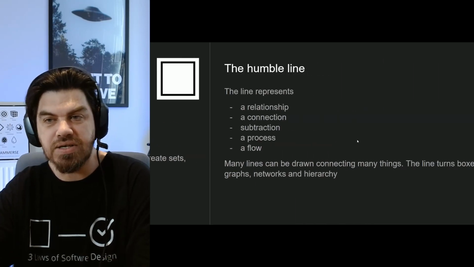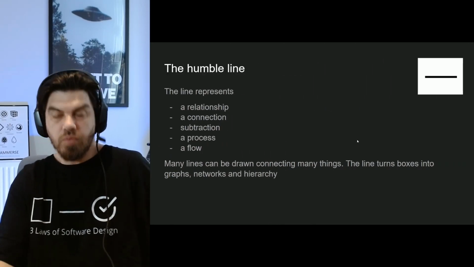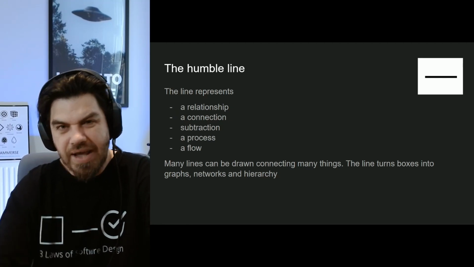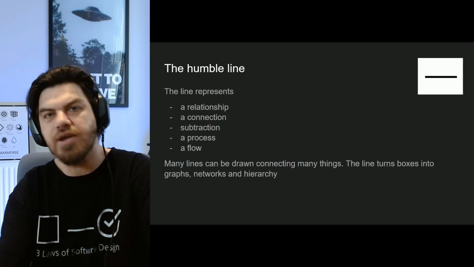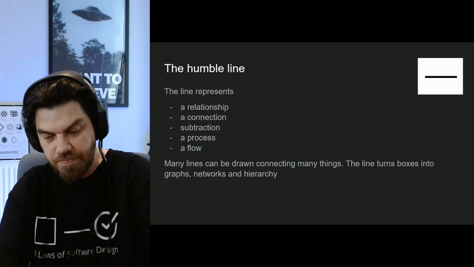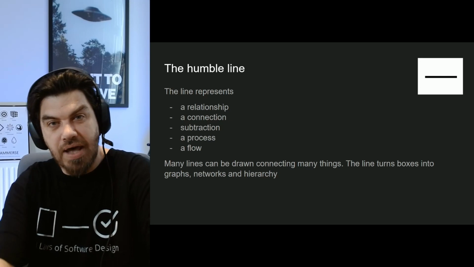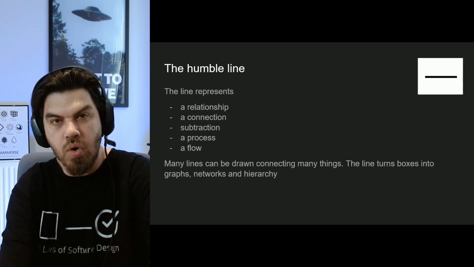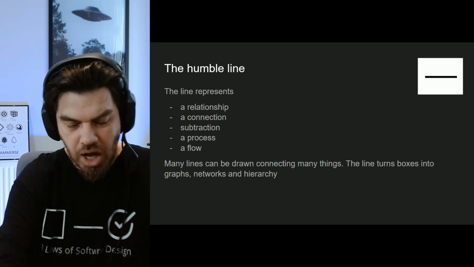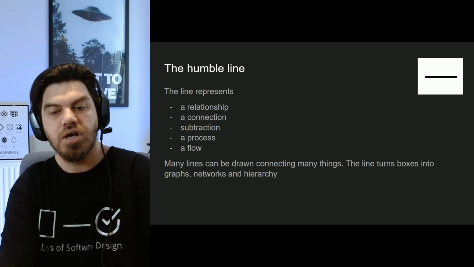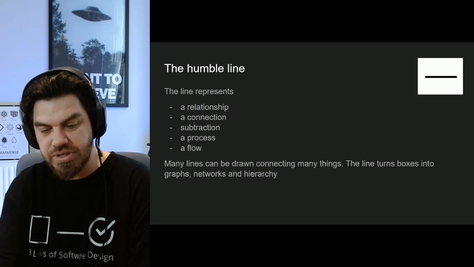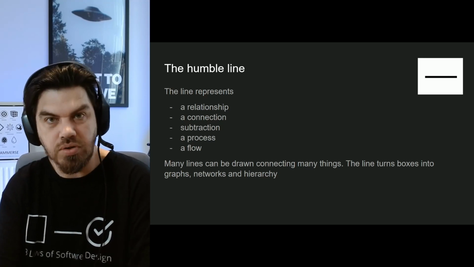The second is the line. So when we're drawing a box and we have a set and we draw that, well, the next level of abstraction is to create a relationship between these things. So that box is related to that box. We draw a line between them. We have a box within a box, and that box draws a line to something else. We can draw nodes and edges, right? So now we've got networks and graphs. So the humble line and box together pretty much build systems. This is what we do.